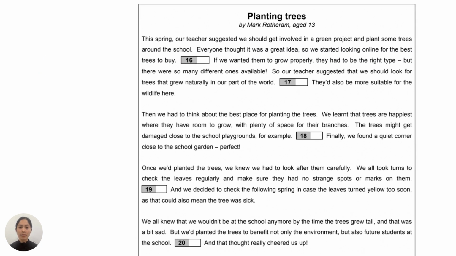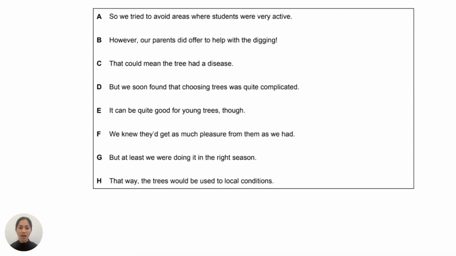So in this lesson, we will be talking about planting trees. We have 5 missing sentences: 16, 17, 18, 19, and 20. And we have 8 options, which are A, B, C, D, E, F, G, H. So let's start.